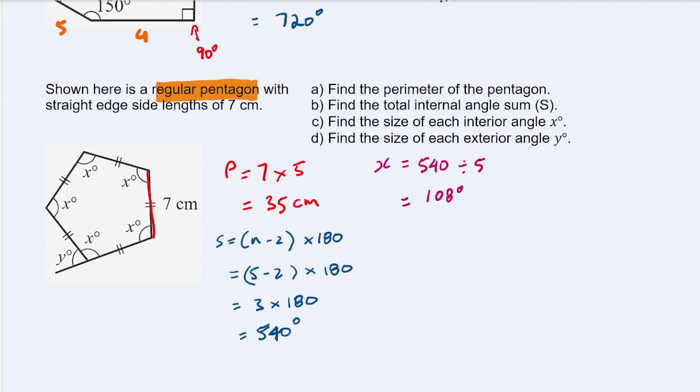So we know that all the exterior angles add to 360. So y is going to be 360 divided by the number of exterior angles, which again is 5. And 360 divided by 5, well, that's 72. So that one's 72 degrees. That's it. That's all there is to polygons for our purposes in this video and the exercise.